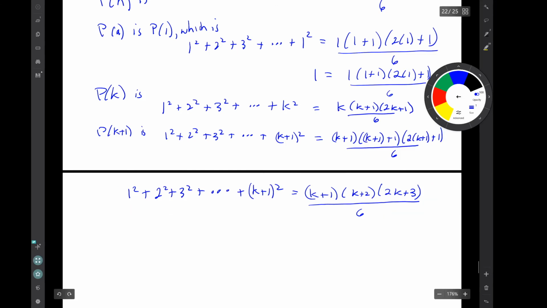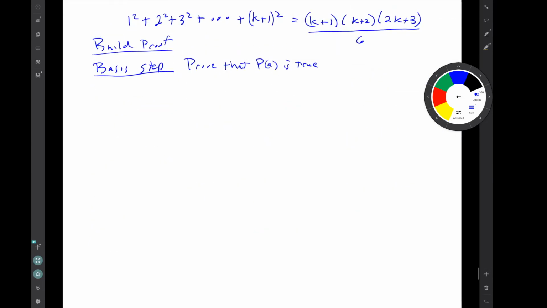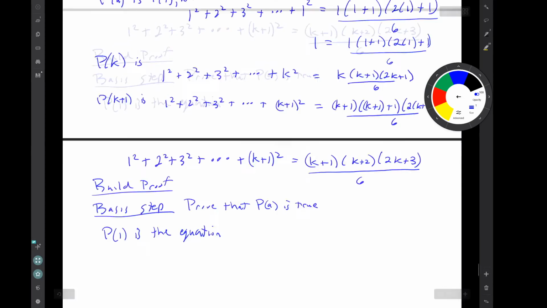All right, now we need to build a proof. So we're going to use the method of induction. So we start with the basis step. Remember what happens there. We need to prove that P(a) is true. Well, P(a) is P(1). And P(1), remember, is an equation.